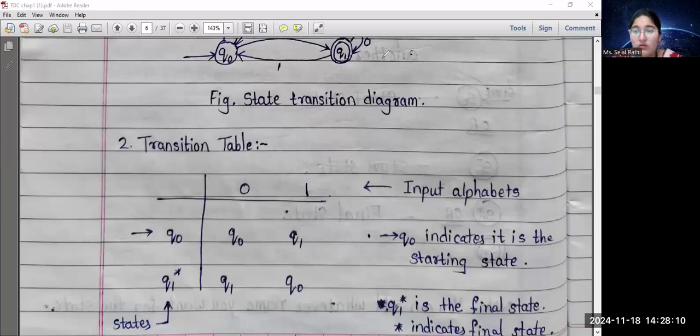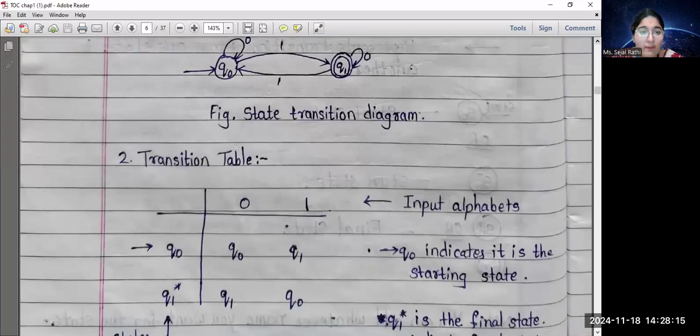Now Q1, the final one. So Q1 with the 0 input, what is the next state? Again Q1. It is going to Q1, so we are writing Q1 here. And Q1 with the 1 input, where is it going? It's going to Q0. So we are writing Q0 here.